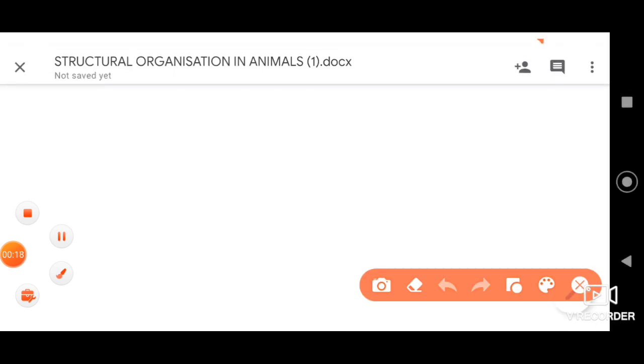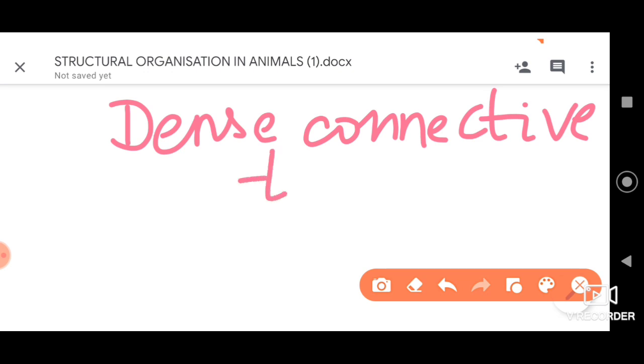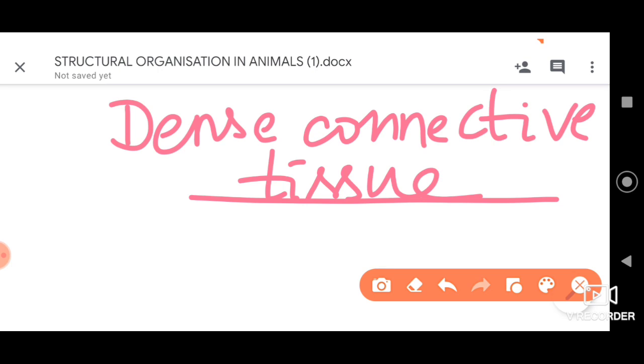Dear students, in the previous class we have discussed the loose connective tissue. Under loose connective tissue we have learnt about the adipose tissue as well as the areolar tissues. In this class let us start with the dense connective tissue. See, dear students, the dense connective tissue is also referred to as dense fibrous tissue.